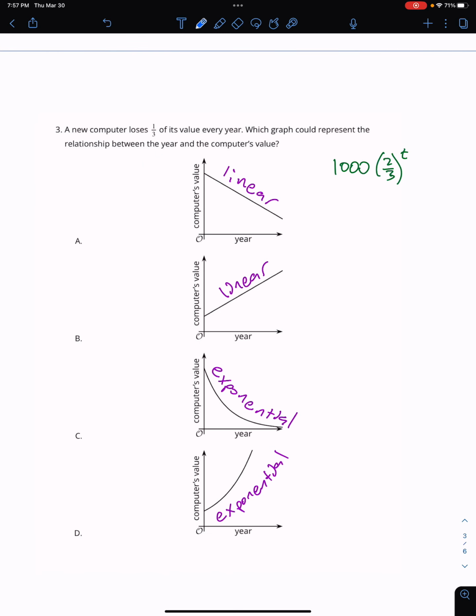Here we are, question 3. A new computer loses a third of its value every year. Okay, so basically if you buy a computer, it's going to be top of the line, state-of-the-art technology. And each year, as it gets older, they're coming out with newer, nicer computers that are faster and have new features that the one you bought doesn't. So each year it's going down in value.